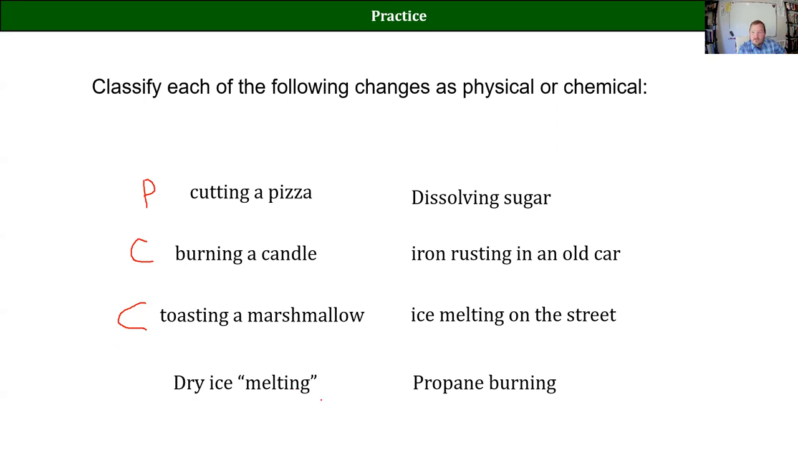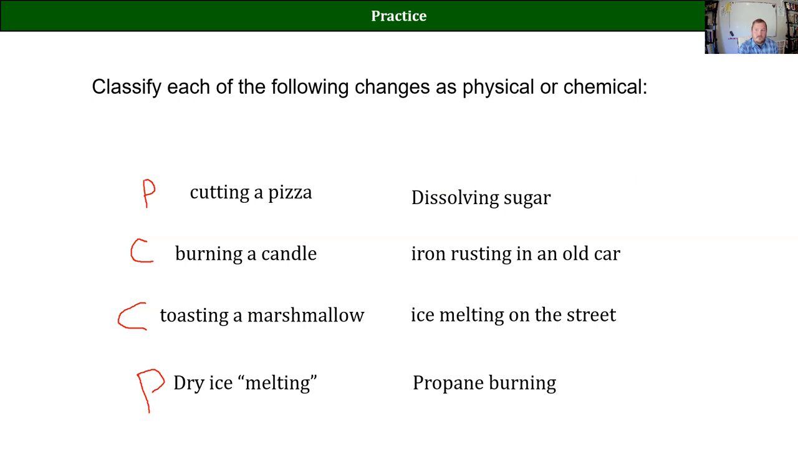Dry ice melting. Who votes for physical? Yeah, I say physical too. Melting is another one of those key words. Anytime you hear a word that we associate with a phase change, so freezing, melting, evaporating, condensing, depositing, sublimating, anytime you see a phase change verb, that's going to be a physical change. And that's actually how you make dry ice in the first place, is undoing this process. If you have pure CO2 and you put it in a high pressure system, you can force liquid or gaseous CO2 into dry ice and you have solid CO2. So the fact that we can undo it without changing anything tells us it's a physical change.